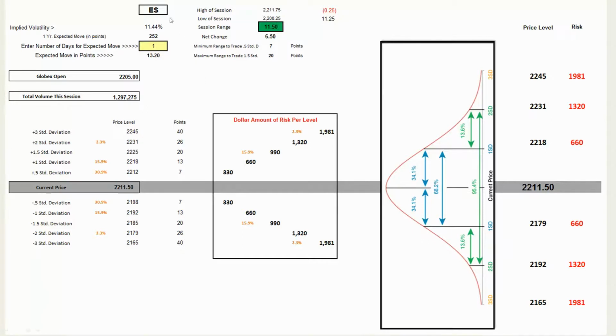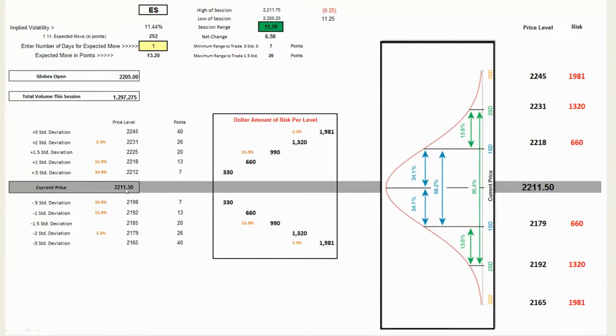I took a picture of this chart. This is the E-mini. It had a volatility of 11.44%. For 1 day, the expected move is $13. So that's 26. That's plus or minus $13, which you can see down here. I need some annotation tools, but 13 on this side, 13 on this side. That's the one standard deviation move.